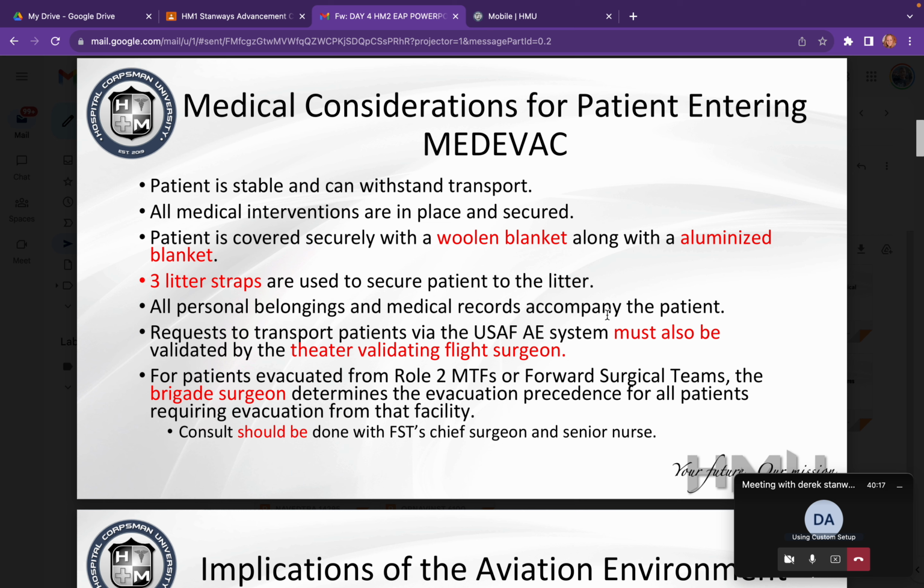So for patients evacuated from Role 2 MTFs or forward surgical teams, the brigade surgeon determines the evacuation precedence for all patients requiring evacuation from that facility. So consultation should be done with the FST's chief surgeon and senior nurse.